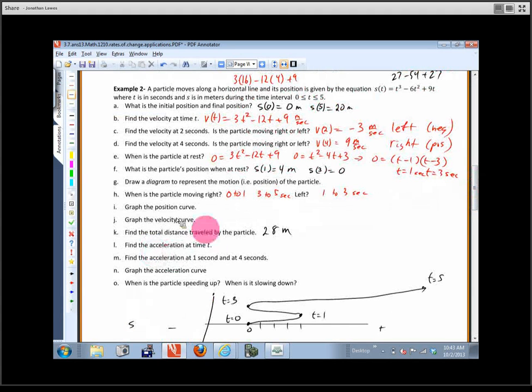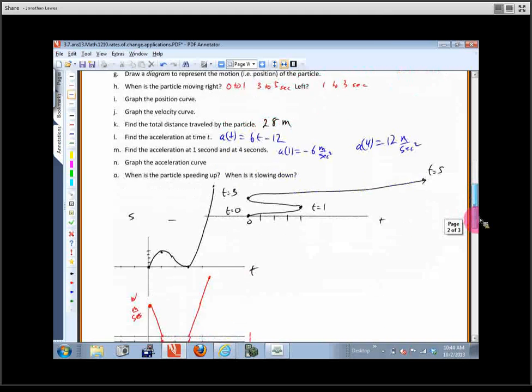Acceleration at any time t, we're going to find a of t. So we're going to find the first derivative of velocity or the second derivative of position. So that's going to be 6t minus 12. And it says, find the acceleration at 1 second. So we want to find a of 1. That's going to be negative 6 meters per second squared. And it says, find it at 4 seconds. So let's find a of 4. That's going to be 12 meters per second squared.